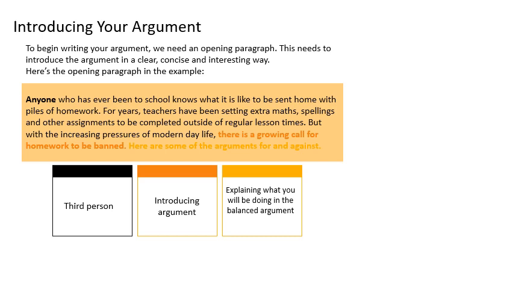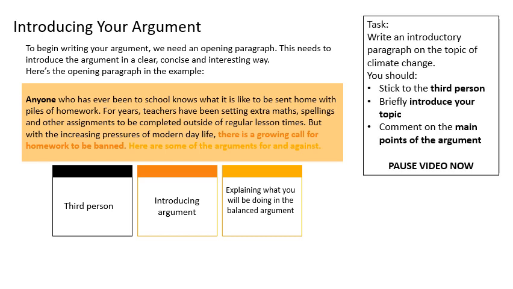So your task here is this. Write an introductory paragraph on the topic of climate change. Are we doing enough to prevent climate change? I'd like you to stick to the third person, so avoiding I statements. You can say we, they, them. I want you to briefly introduce your topic, so at some point in your paragraph tell us what the topic actually is. And I want you to comment on the main points of the argument.